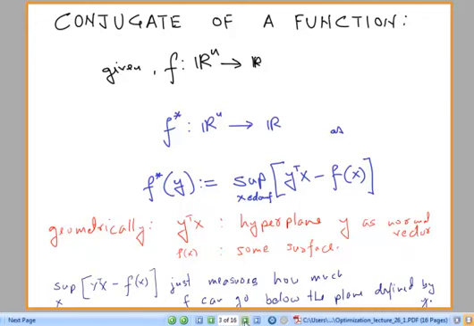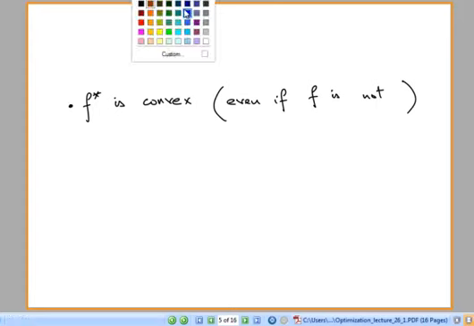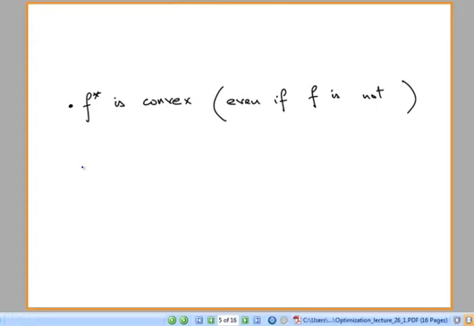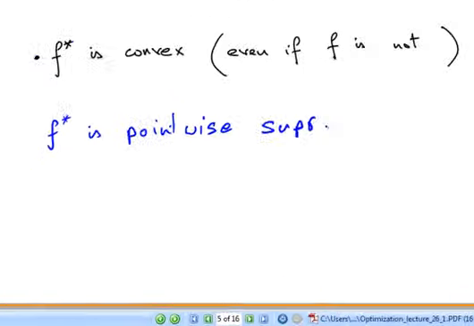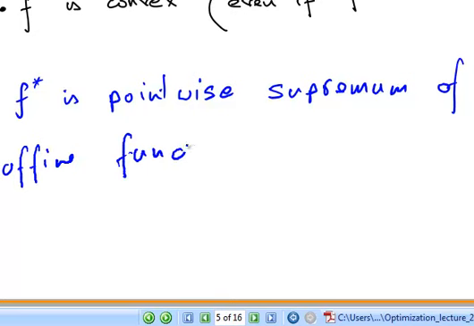Okay. So this can also be said because f star is the pointwise supremum of affine functions, hence convex.